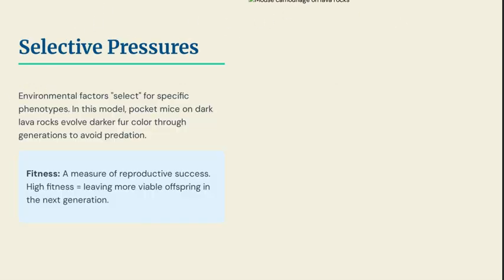But we're gonna go over selective pressures. And if you wanted to see this figure, blame Jerry. Environmental factors select for specific phenotypes. In this model, pocket mice on dark lava rocks evolved darker fur color over generations to avoid predation. And fitness is the measure that scientists use to measure reproductive success. A higher fitness would equal leaving more viable offspring for the next generation.